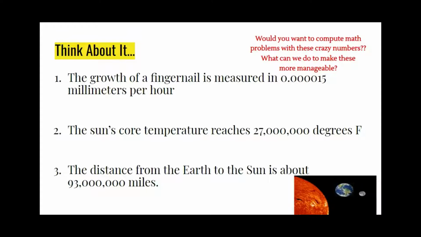So let's think about it. The growth of a fingernail is measured in 0.000015 millimeters per hour. The sun's core temperature reaches 27 million degrees Fahrenheit. The distance from the Earth to the sun is about 93 million miles. Imagine having to do a math problem with numbers this large or this small. Would you want to compute math problems with those numbers? Probably not. So what can we do to make these numbers more manageable?